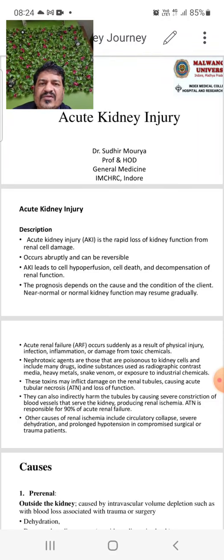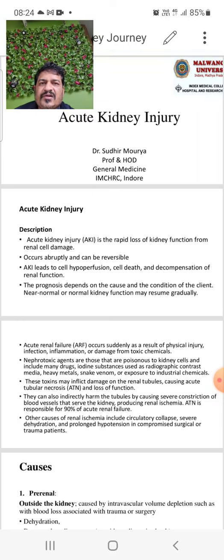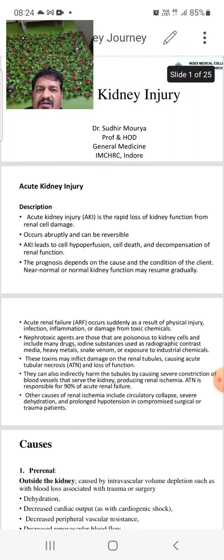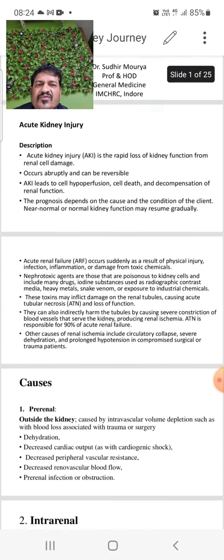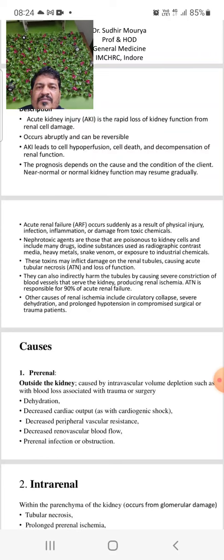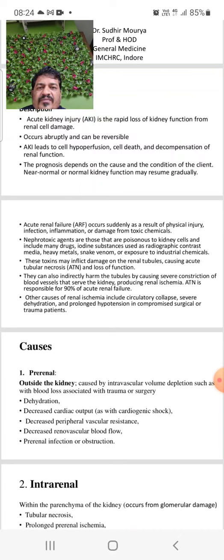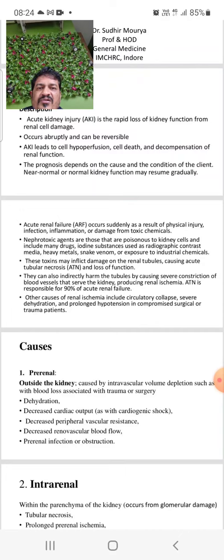By the definition, it is clearly mentioned that the rapid loss of kidney function from renal cell damage is the main causative factor for acute kidney injury. Second, acute renal failure occurs suddenly as a result of physical injury, infection, inflammation, or damage from toxic chemicals. Nephrotoxic agents are those that are poisonous to kidney cells and include many drugs, like iodine substances used as radiographic contrast media, heavy metals, snake venom, or exposure to industrial chemicals.